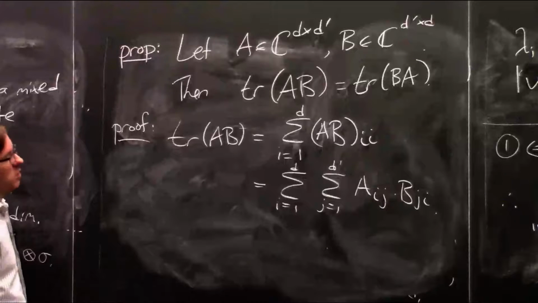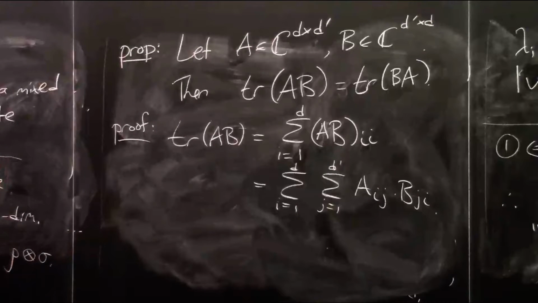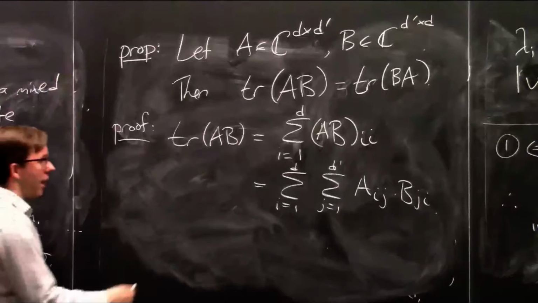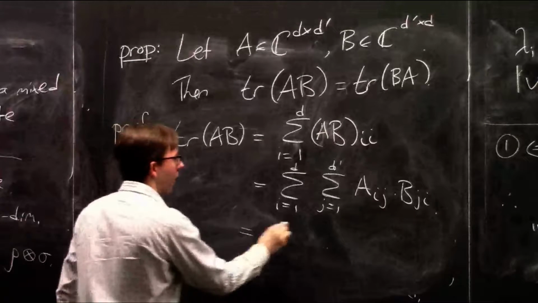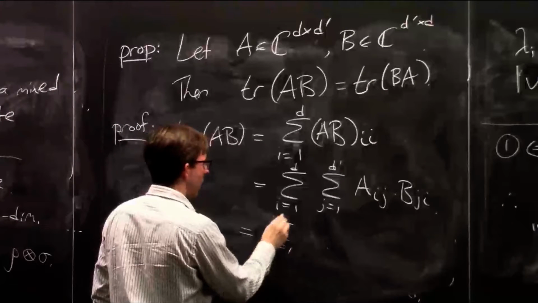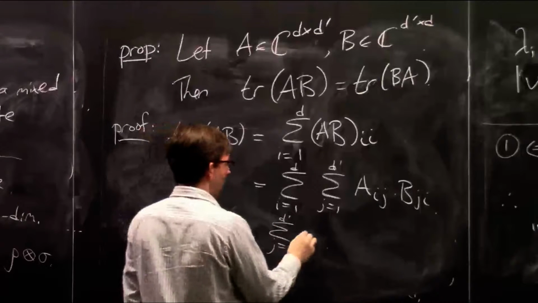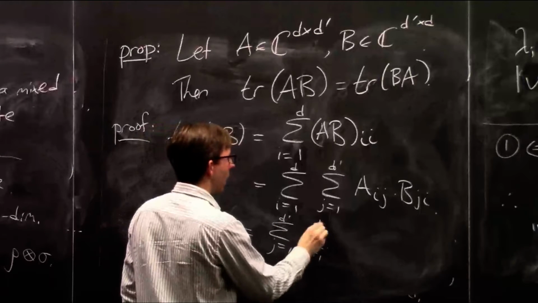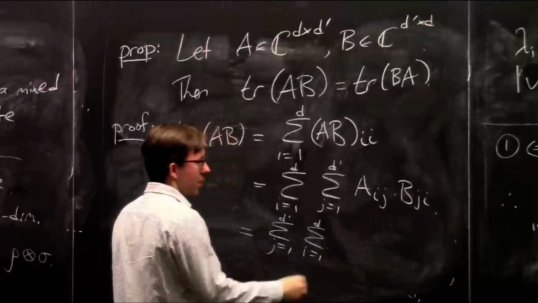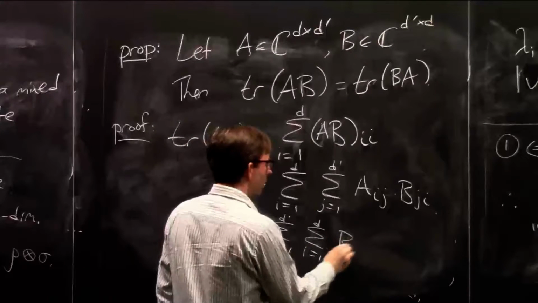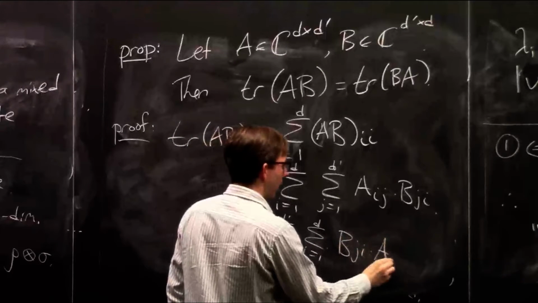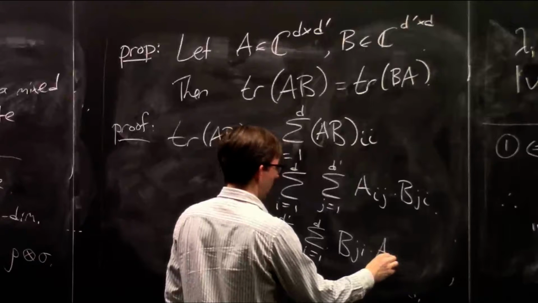Now in life, of course, whenever you see two sums, your first instinct should always be to interchange them. So let's do that. And we get sum j goes from 1 to d prime, sum i goes from 1 to d. And this is multiplying two numbers, so let's just interchange them too. b_ji times a_ij.